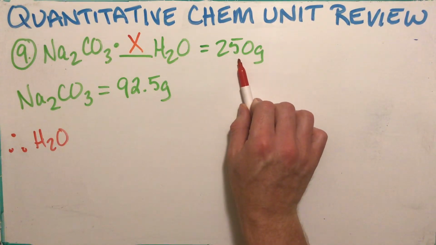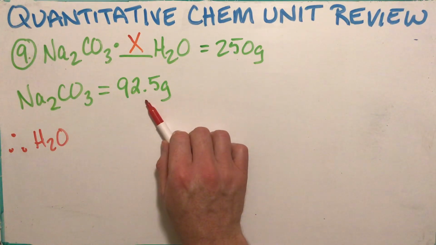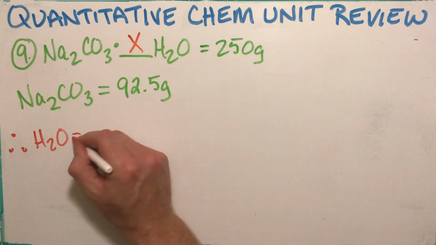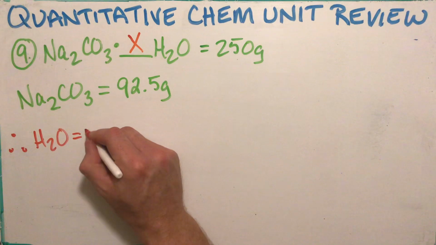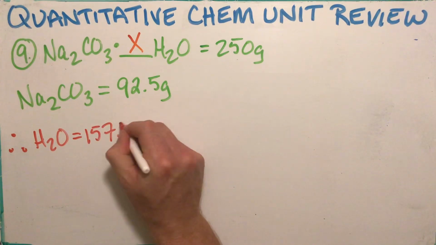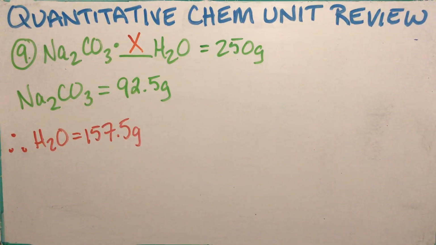So the water we get by taking this number and subtracting this number. This is the salt and water. This is just the salt. If I subtract it, I'll get the water. And when I subtracted those two, it was 157.5 grams. All right.